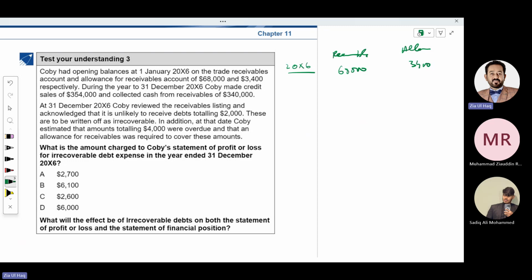During the year to 31st December 20x6, Kobe made credit sales of 354,000. So 354,000 will be added to it. And collected cash from receivable 340,000, and 340,000 will be deducted. This means the closing balance will be 68,000 plus 354,000 minus 340,000. So the closing balance will be 388,000.